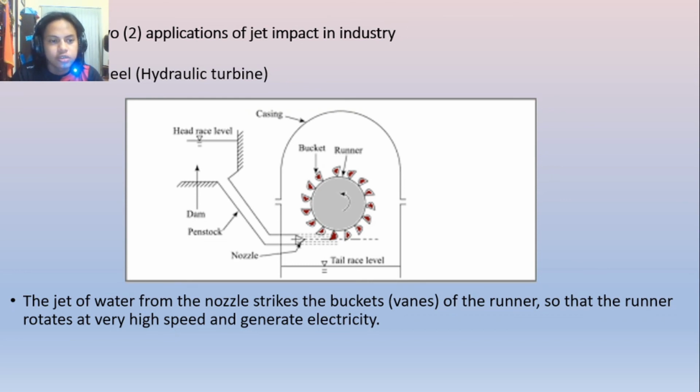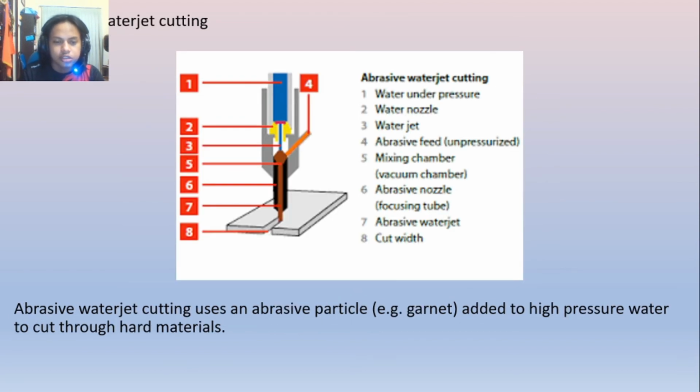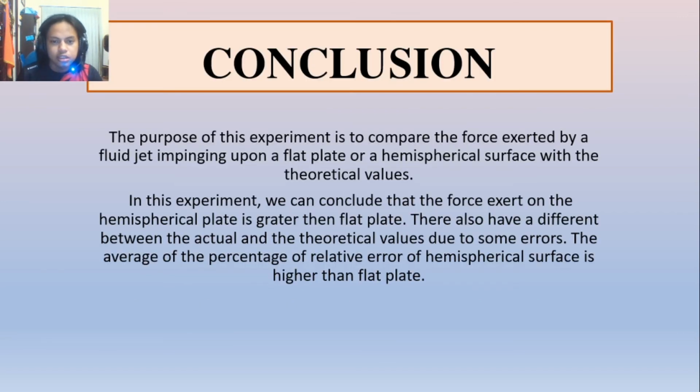So the first one will be the Pelton wheel or hydraulic turbine. The jet of water from the nozzle strikes the buckets of the runner so that the runner rotates at a very high speed and generates electricity. This machine is one of the hydroelectric machines. The second one is abrasive water jet cutting. Abrasive water jet cutting uses abrasive particles, e.g. garnet, added to high pressure water to cut through hard material. I think that's all for me.